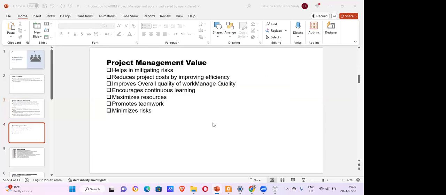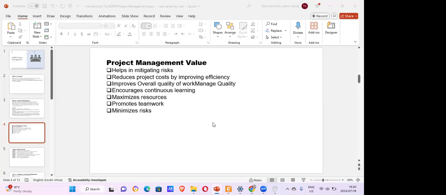What is the value of project management? So when you use project management to do your project or to do whatever you'll be doing to conduct your business, it helps you in reducing or mitigating risks. So risks, they are just chance events or uncertainties that may crop up when you are doing your work, okay?